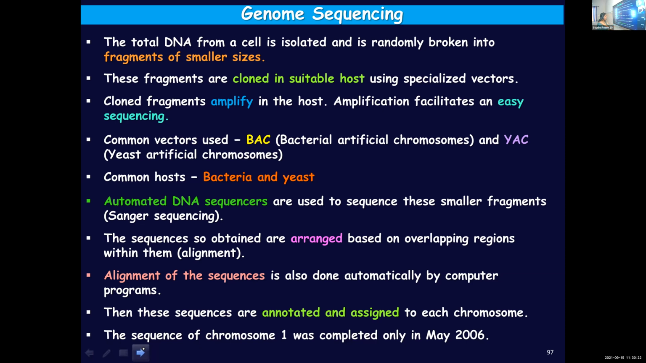The sequencing of chromosome number 1 was completed in May 2006. The project was launched in 1990 and they declared it complete in 2003, but actually some work was pending. The sequencing of chromosome number 1 was pending, which they could complete by May 2006.